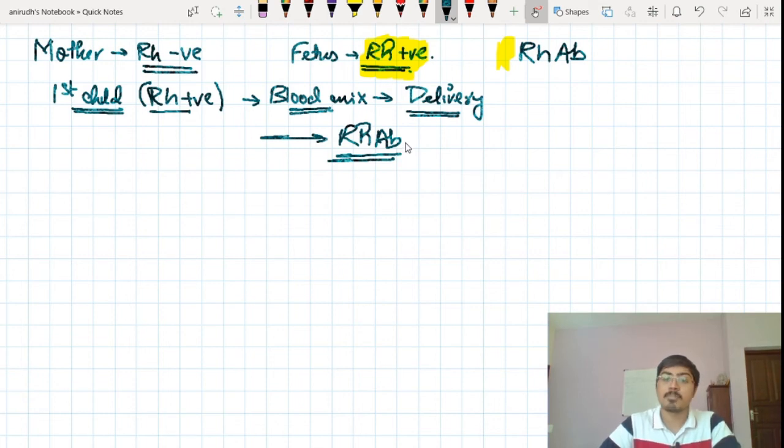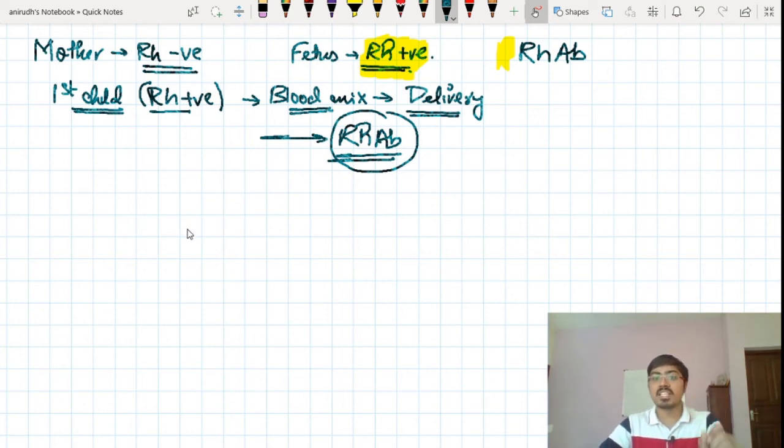And this RH antibody, once it is synthesized in the mother's blood, it will remain in the mother's blood for the rest of her life. So this RH antibody is synthesized in the mother due to this particular fetal blood exposure. And this maternal immunity is producing RH antibody. This will destroy the RH antigens on the surface of the fetal blood that has mixed, and this will remain in the mother's blood for the rest of her life. So this is the basic idea that you are supposed to have.